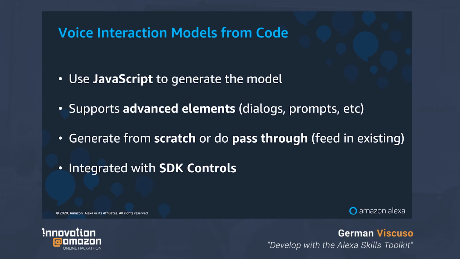In a minute, I will show you how to generate a simple model, the one we use in Hello World, but you can keep exploring the model generator since it also supports advanced elements usually found in complex skills. The Hello World model is simple enough so we can create it from scratch. But if you want to build on top of an existing model, you can also feed it in to keep all of its elements. This is particularly useful for SDK controls, which are reusable components provided by this new framework that will automatically generate model support for you, hence the need for pass-through functionality.